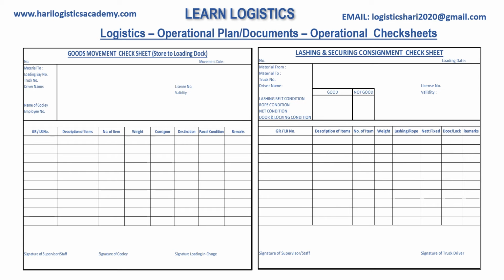This is a goods movement check sheet. If you have a warehouse to loading place movement or a store to loading dock movement, that is only a movement check sheet for your information. This is also a sample. You can follow your own based on the goods which you deal with.